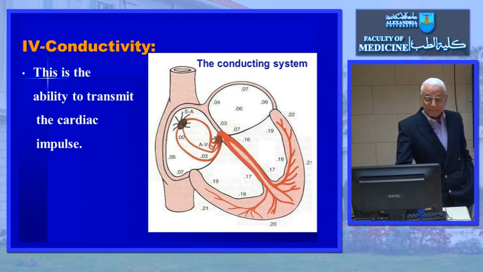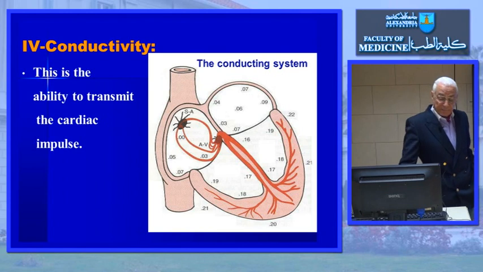This means conduction velocity in the bundle branches and the Purkinje fibers is 100 times faster than the AV node. What is the importance of delayed conduction in the AV node and very fast conduction in the bundle branches and the Purkinje fibers? As the impulse reaches the AV node, we find the impulse takes a longer time, a delay in its conduction. And this is for what? To ensure the atria finish their systole before the arrival of the impulse to the ventricle.